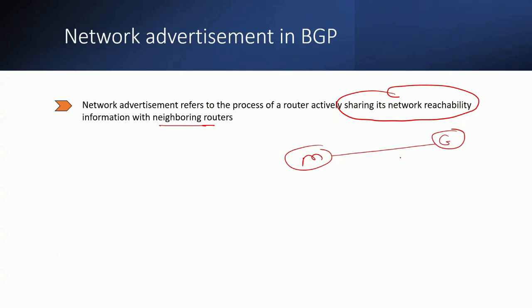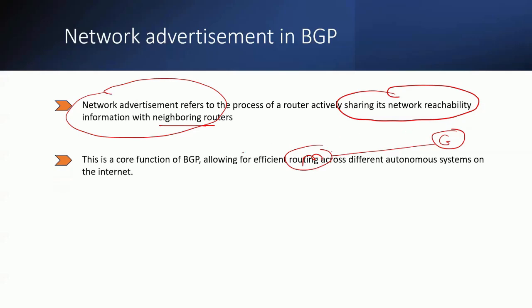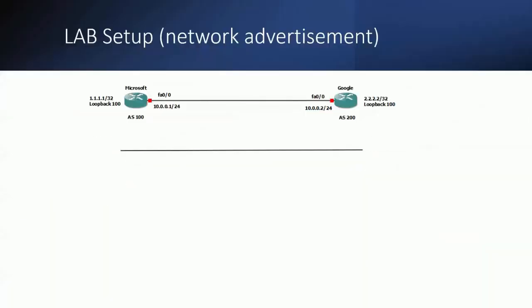In the earlier example, Microsoft and Google do have their own data centers in which a lot of devices and networks are there. But only the routes that Google needs to reach Microsoft, or Microsoft needs to reach Google, will be exchanged between these two peers. That is nothing but the network advertisement. We will learn that in the lab setup in the next slide. This is the core function of BGP, allowing efficient routing across different autonomous systems on the internet. Let's understand clearly with this lab setup. The same lab setup I'm going to use in order to explain this concept, network advertisement.